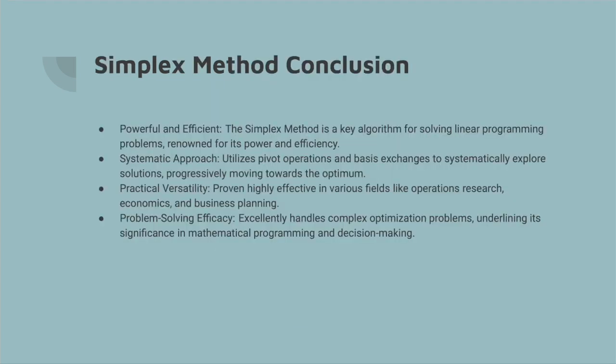In conclusion, the simplex method is a powerful and efficient algorithm for solving linear programming problems. It works by navigating through the vertices of the feasible region defined by linear constraints to find the optimal value of a linear objective function. This method, through a series of pivot operations and basis exchanges, systematically explores potential solutions, ensuring that each step moves closer to the optimum.